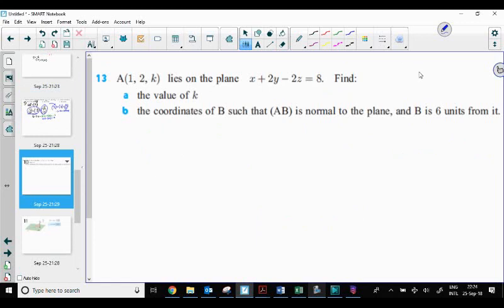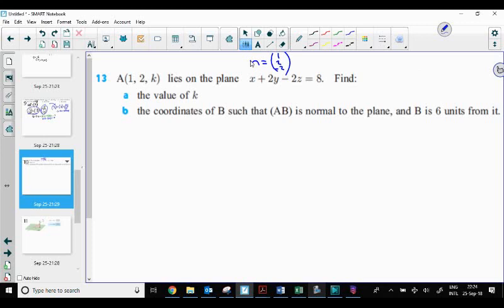Got to admit, this one actually had me stumped for a few minutes. It was quite an exhilarating rush for me. The first part of this is fairly easy: to find the value of k. Since we know that 1, 2, k lies on this plane, first of all, what do we know about this plane? Well, its normal vector is going to be 1, 2, negative 2.